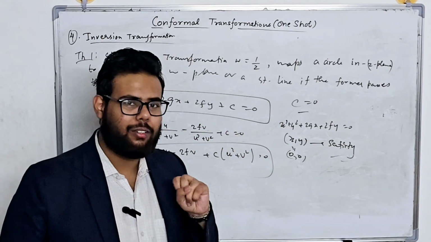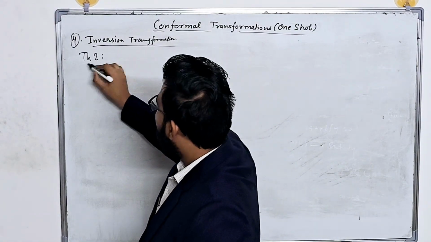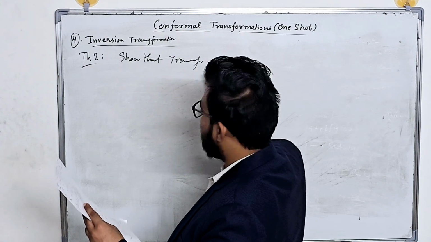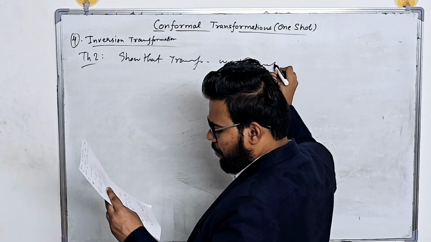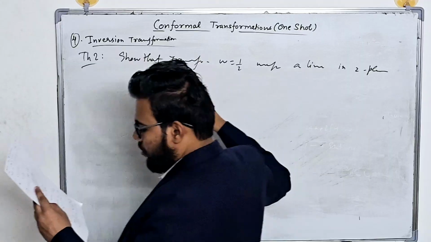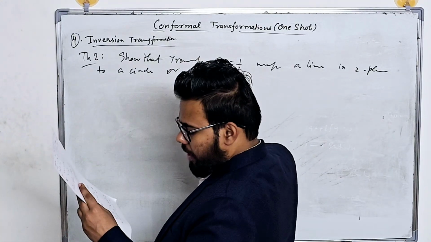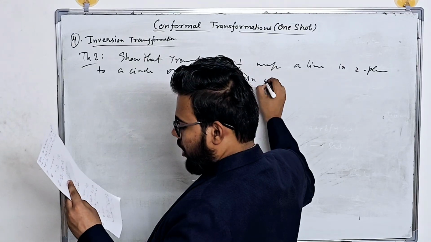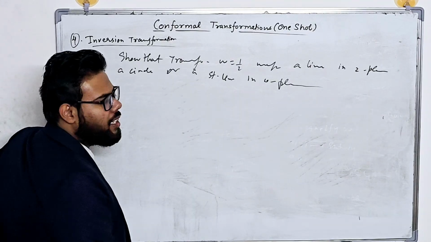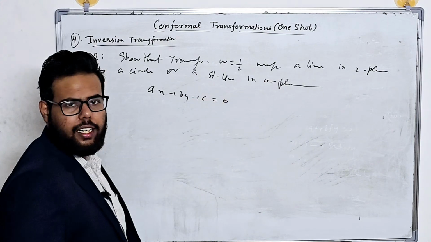So now let's move to the next theorem. Okay, now let's discuss the second theorem, theorem 2. What it states: show that the transformation w is equal to 1 upon z maps a line in z plane, a straight line in z plane, to a circle or a straight line in w plane, right? Okay, whatever be it. So let's understand its proof. What is the equation of a straight line? Well, it is ax plus by plus c is equal to 0, right?